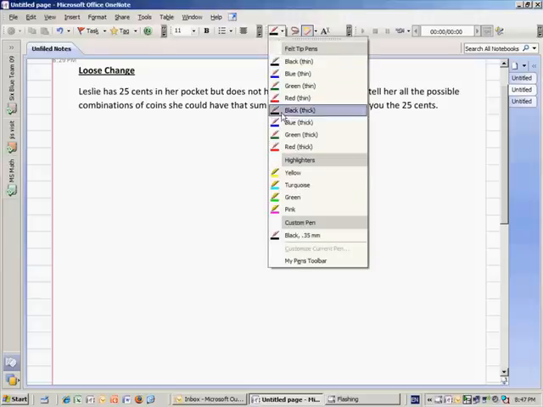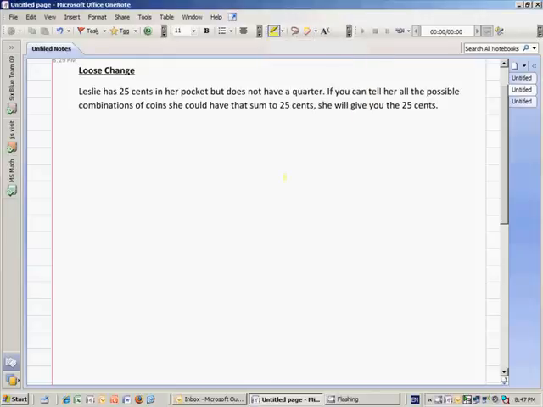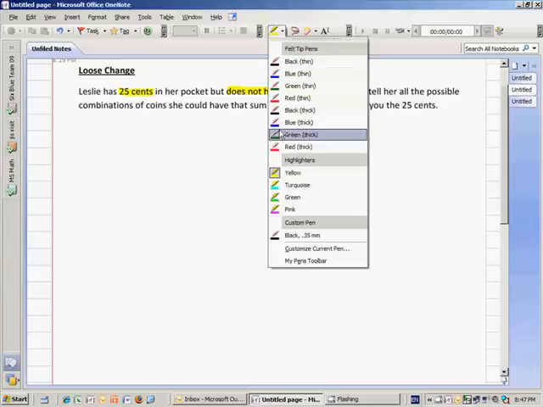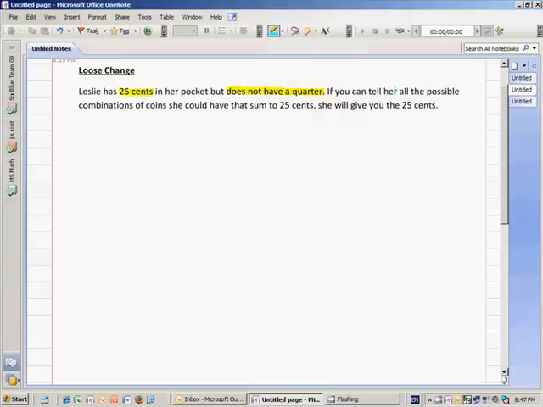So the first thing I need to do is highlight the key phrases in this problem. First of all, the fact that she has 25 cents is very important. But then we discover that she does not have a quarter. That is also very important. And the question asks us to find all the possible combinations of coins.